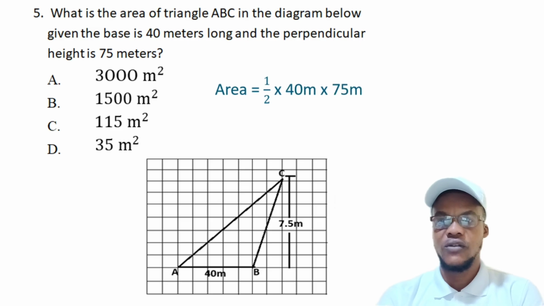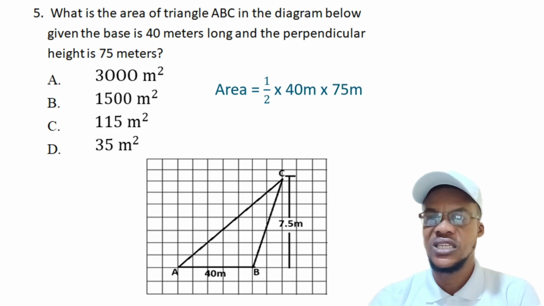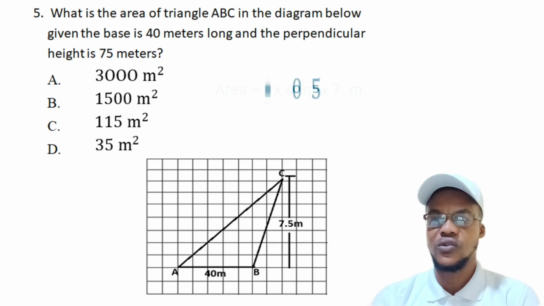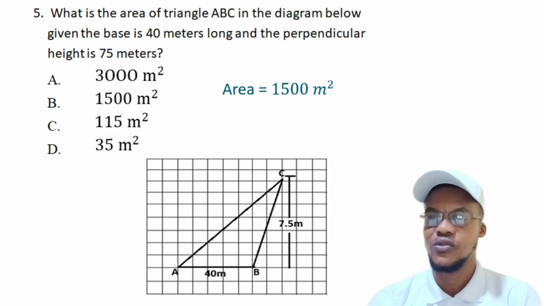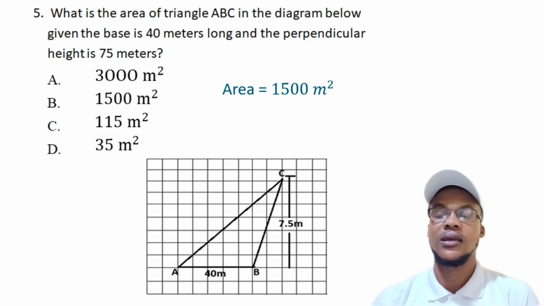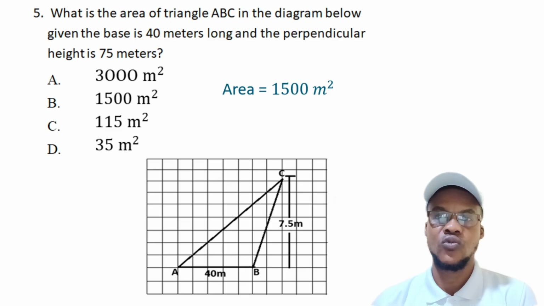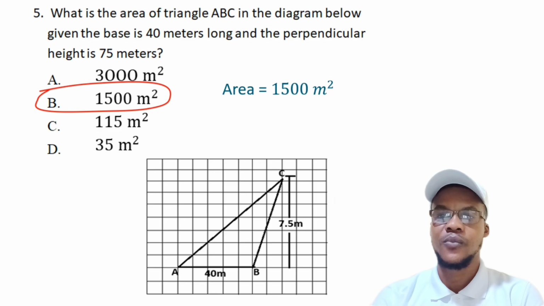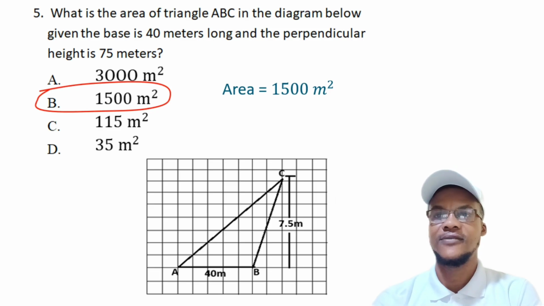If we multiply half by 40 meters and by 75 meters, what are we going to get? We are going to get 1,500 square meters. So you see that it's very easy. You don't need any laborious computation or plenty of calculations before you get the answer. Just simple calculations and you are good to go. If you look at the options, you realize that 1,500 square meters is option B. So that is our answer. You see that it is very easy.